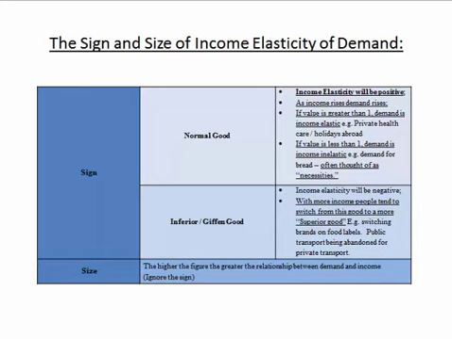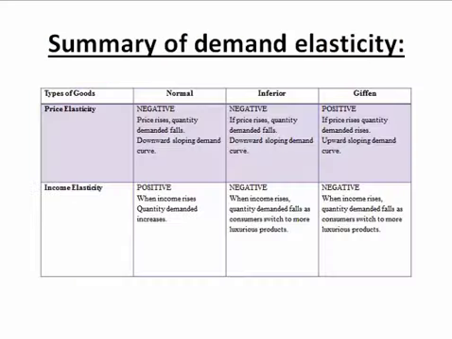So if it's a negative sign, it will fall into an income elasticity for either an inferior or Giffen good. If it's a positive sign, it'll be a normal good, but the size will be denoted by the actual figure of the relationship, not the sign. Summary of demand elasticity: as I've said, we've got three types of good: normal good, inferior good, Giffen good.